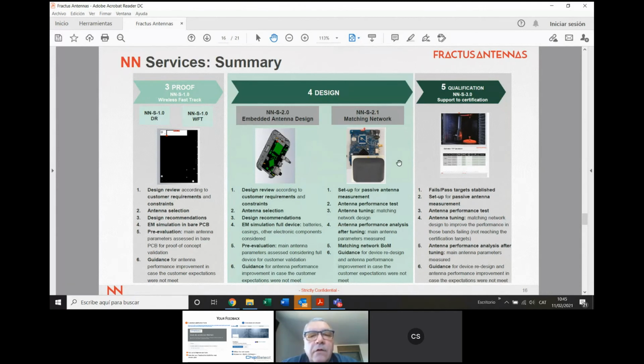Okay, the rough order of magnitude is always dependent on the complexity of the customer's request, but on average, you can estimate that the 2.0 is about 1,000 euro. The 2.1 for a monoband antenna is 3,000 euro, and for a multiband antenna is 4,500 euro. And the 3.0 depends fully on the customer's request, but can be similar to the matching network service, which is about 5,000 euro.